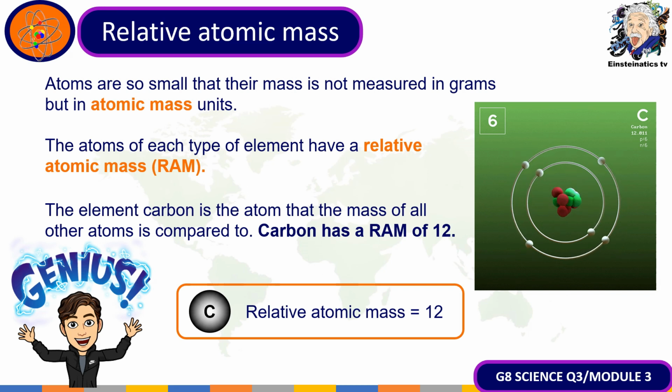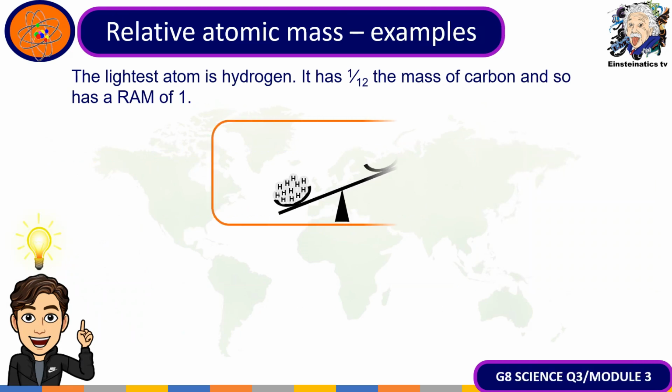So, carbon has a RAM of 12. So, ibig sabihin, yung relative atomic mass of carbon is 12. So, ano nga ba yung ibig sabihin nito? So, let us use this one as an example in order for us to fully understand what is relative atomic mass. Now, the lightest among the elements is known as hydrogen.